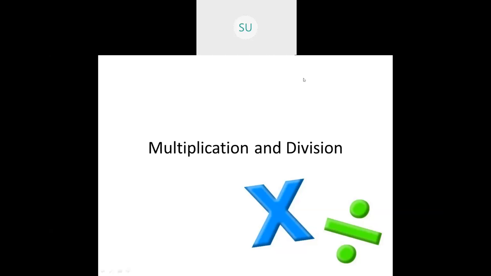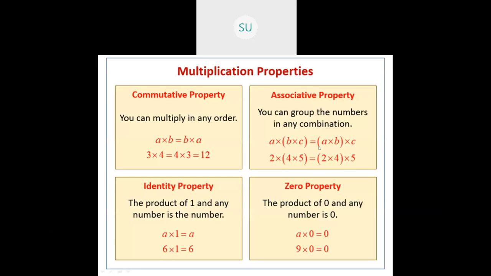Alright, then you all have studied the properties of multiplication. So what are the different properties of multiplication? One is the change in order or commutative property. So when you're multiplying two numbers, you can multiply them in any order. So A into B will be equal to B into A. A and B are just representing two numbers. So if I do 3 into 4, how much is it? It is 12. Same way 4 into 3 is also 12. So whenever I'm multiplying two numbers, even if I change their order of multiplication, the final product remains the same.